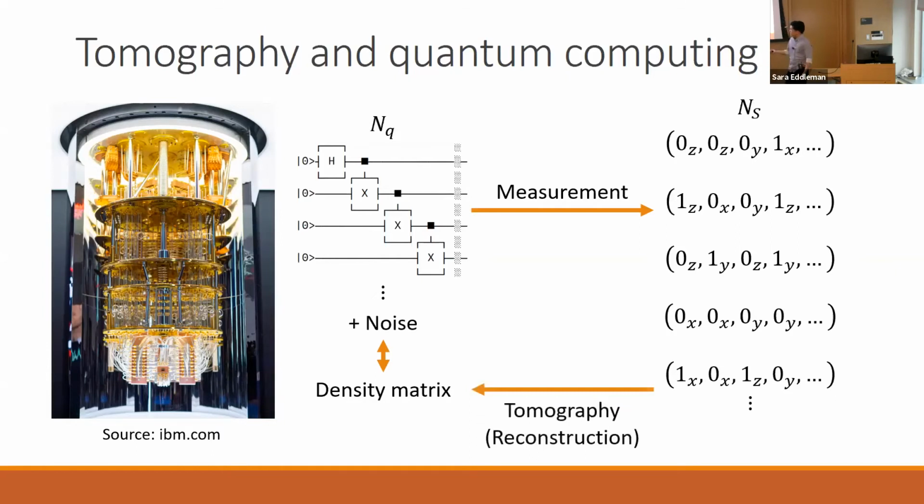Then tomography is the task of reconstructing the density matrix that accurately describes the real quantum computer based on the measurements that have come out of it. This is a difficult problem because of something called the curse of dimensionality, which is the statement that an n-qubit system is described by a density matrix which has on the order of 4 to the n complex parameters. This exponential scaling really makes the task of tomography difficult.